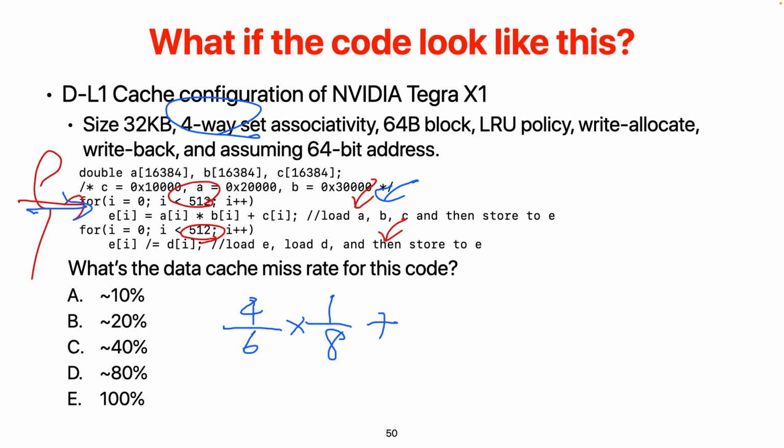Now, how about the second loop? We are contributing the remaining 2 out of 6. What's the cache miss rate here? 1/8?